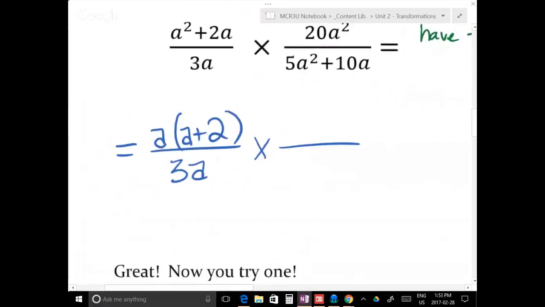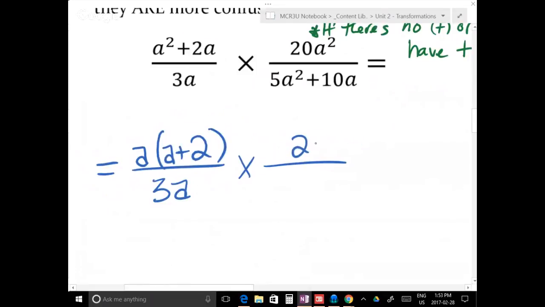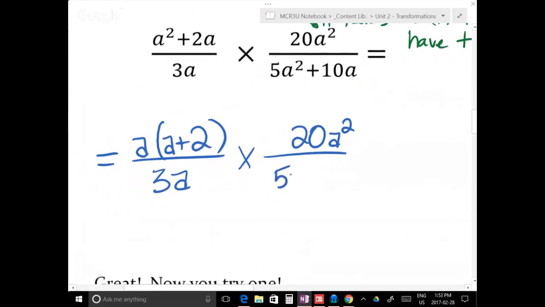So 20a squared doesn't need to be factored because there's no addition or subtraction. It's already factored. What about the bottom? It does have addition, so we're going to need to factor it. But this is still a nice, easy one. How can I factor this? What do they have in common? 5. Yeah, I can factor a 5 out, and what does that leave in the bracket for me?